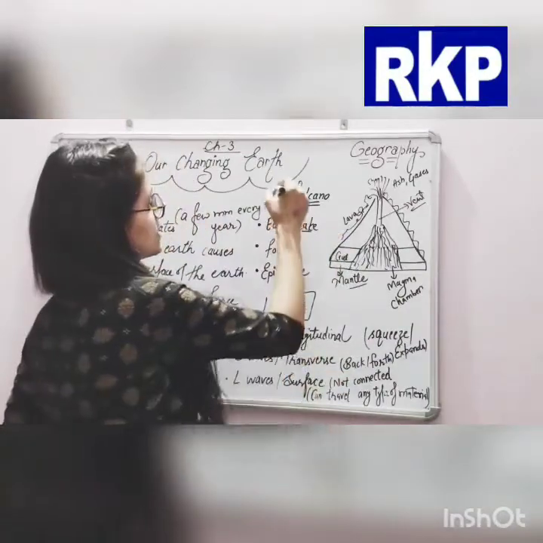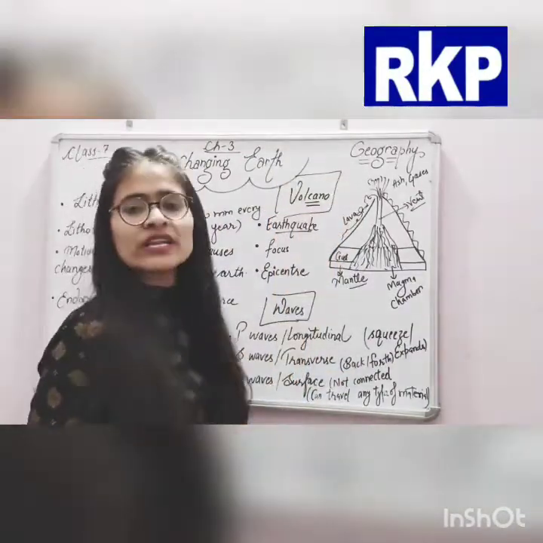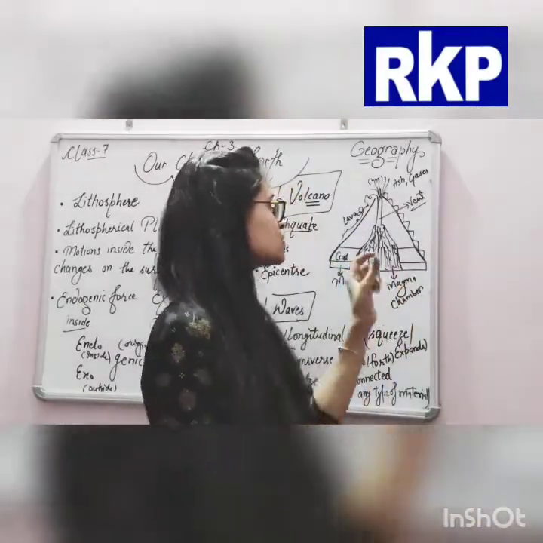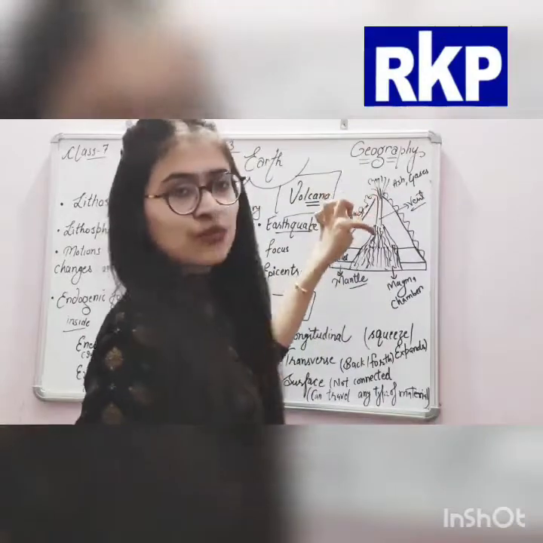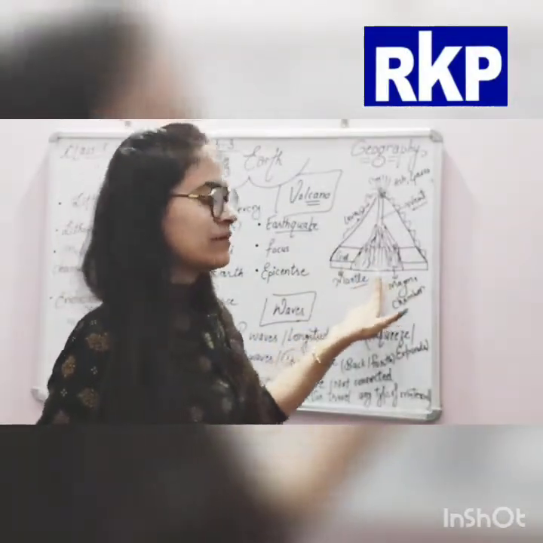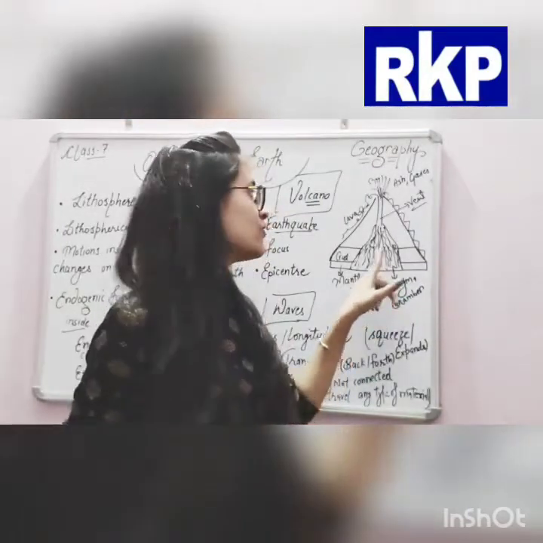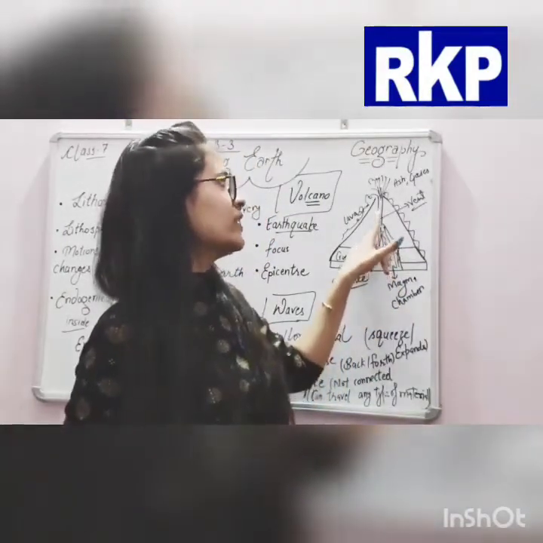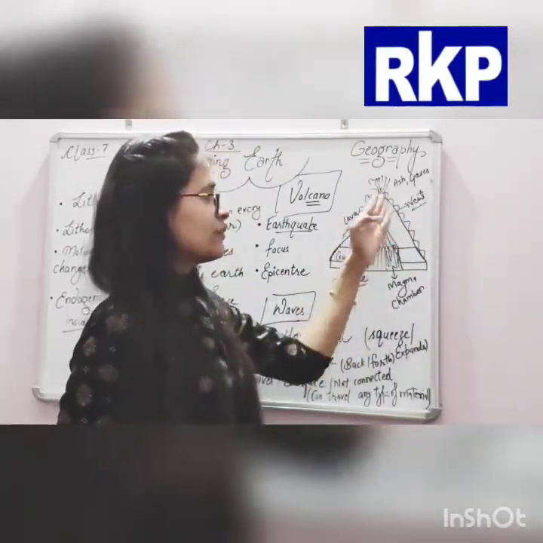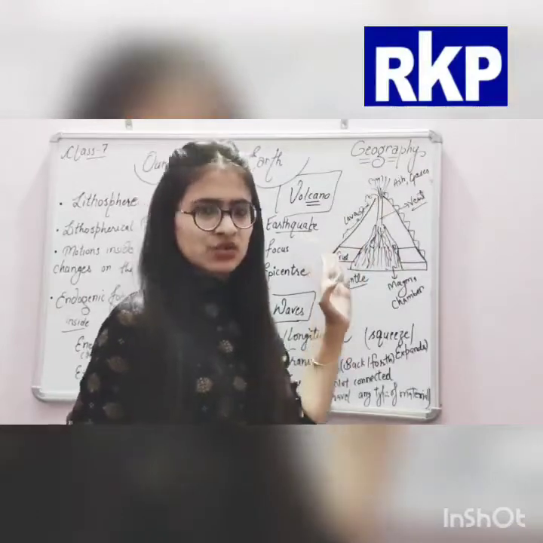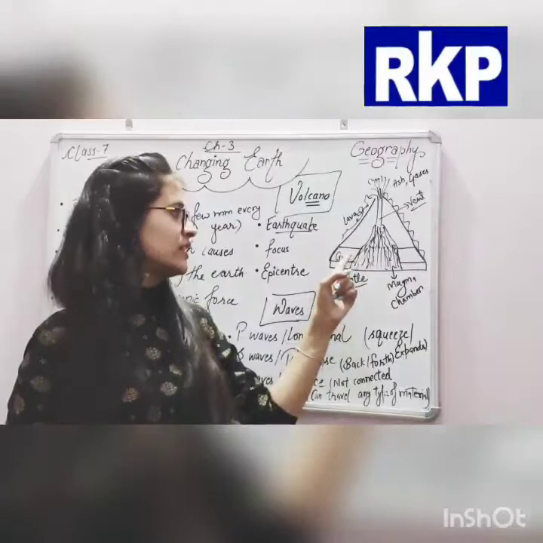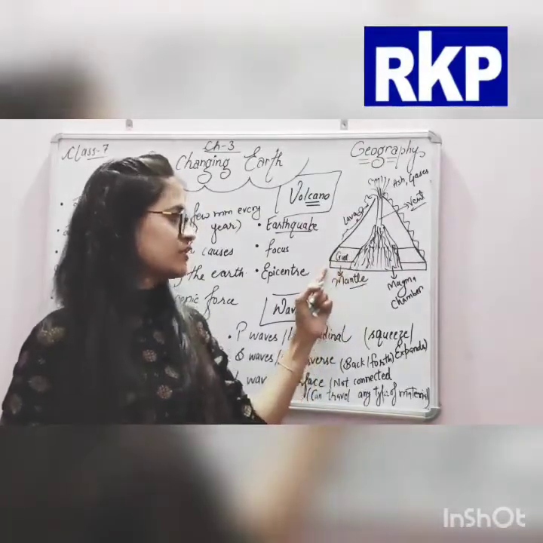Now we are going to discuss volcano. What is a volcano? A volcano is an opening, a vent. This line is the vent. This is the magma chamber, the molten lava which releases out from the vent, and this is ash and the gases releasing, and this is lava. This is magma, but when it comes outside it is known as lava. That layer is the crust, the earth's layer, and next is the mantle.